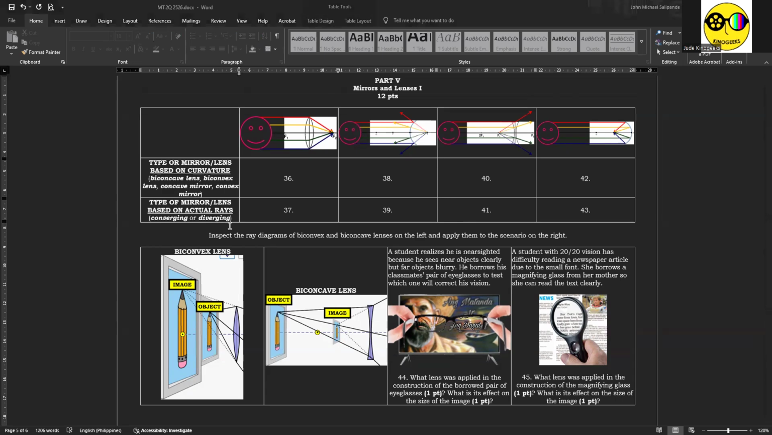I'll just combine the answers for this part to avoid confusion. Let's start with the type of mirror or lens based on curvature. This optical device has two outward curvatures. And if you have two outward curvatures, therefore, this optical device is a biconvex lens. Okay? And judging by the intersecting actual solid lines at the F2 region, therefore, biconvex lens is considered a converging lens.